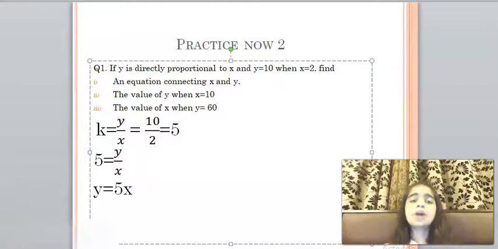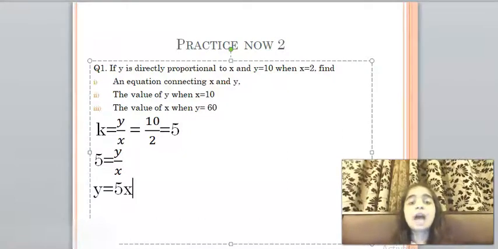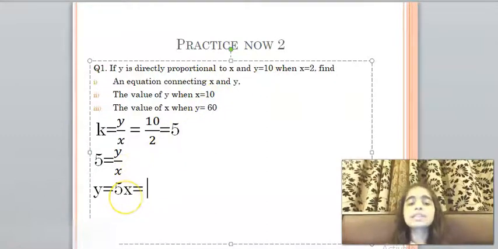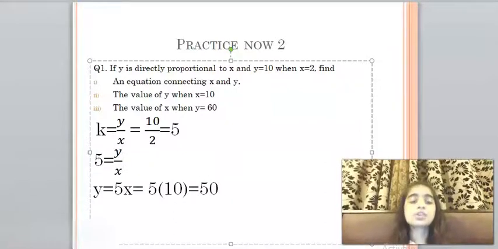Now let's look at part 2. The good thing is that part 1 will help us solve part 2. Now in part 2 the question says what will be the value of y when x equals 10. Now we have an equation in terms of x and y, and the question asks us what will be the value of y when we put 10 as the value of x. So when we put 10 as the value of x, it will be 5 multiplied by 10. And 5 multiplied by 10 will give us 50. So the value of y will be 50.